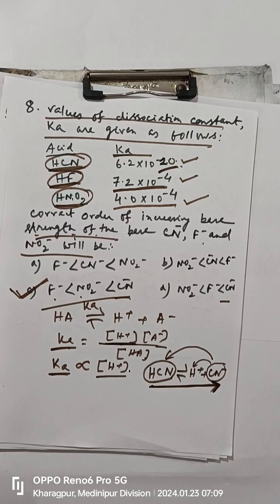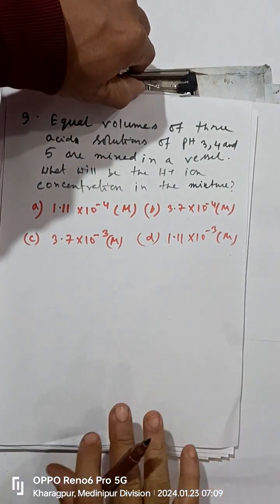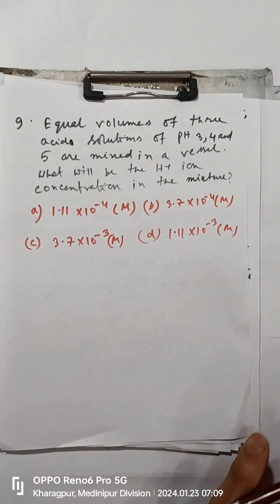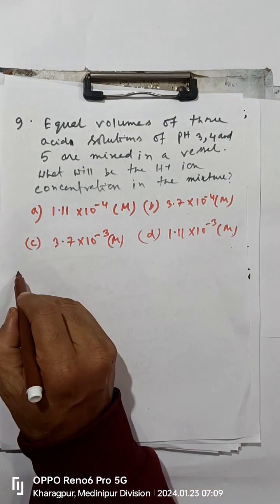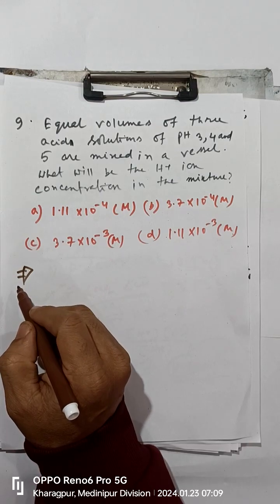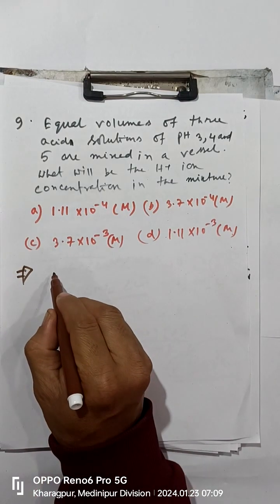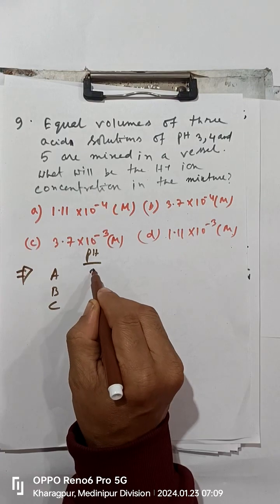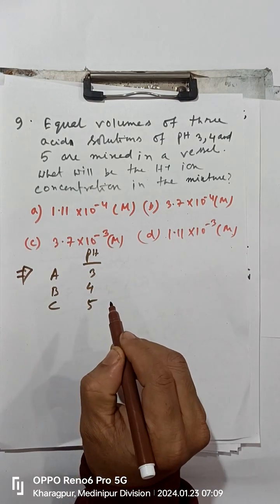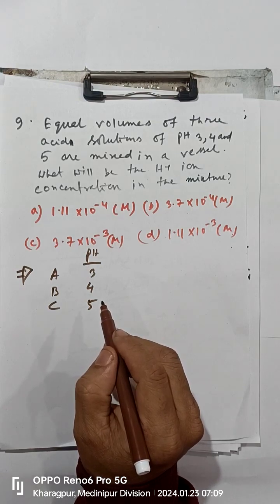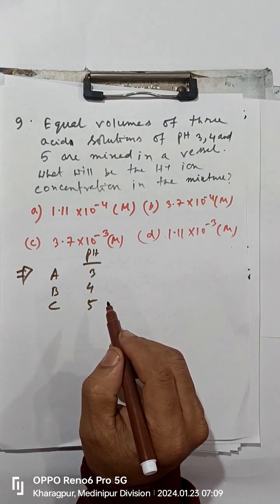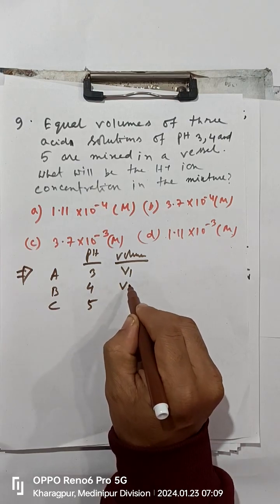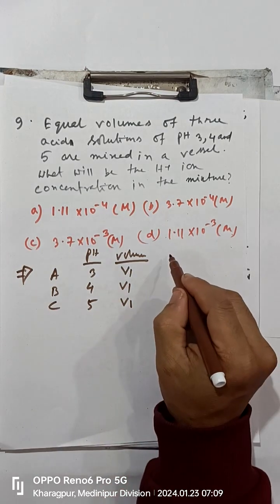Now we are moving to question number 9, which is very important for practical purposes also. What is given here? This is a problem of pH calculations. Equal volumes of three acid solutions of different pH. So we have three acid solutions, say A, B and C. Their pH values are given: pH is 3 for one, 4 for another, and 5 for the third. They are mixed in a vessel. What will be the H plus ion concentration in the mixture? So equal volumes: the volume of A is V1, B is also V1, C is also V1. So the total volume will be 3V1.